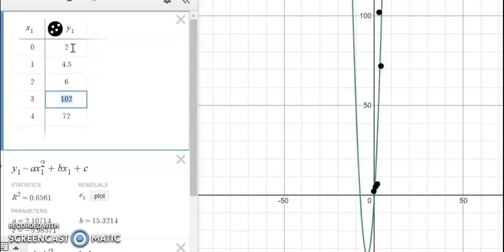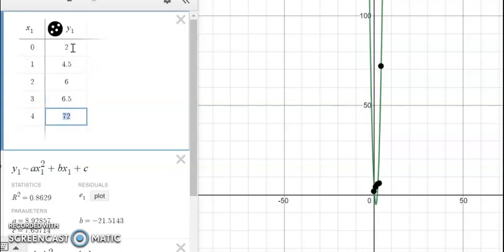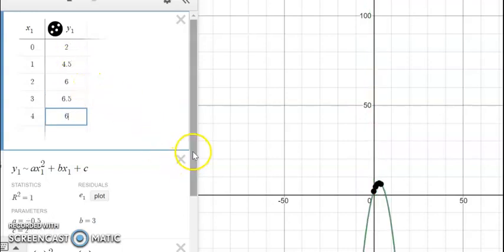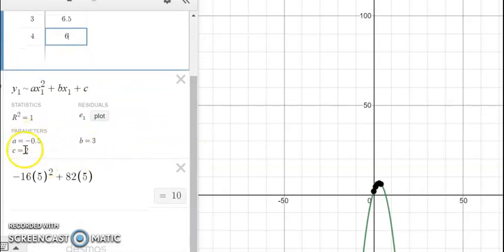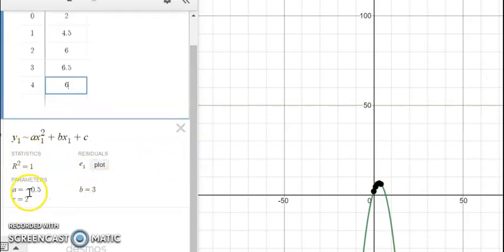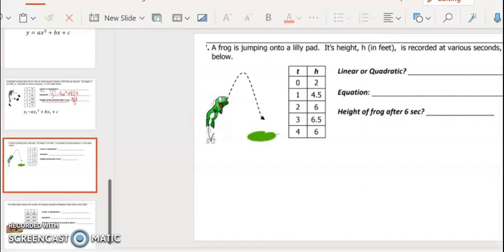Okay, so there's our graph. And notice it did change our equation, right? Now A is negative 1/2, B is 3, and C is 2. So we have y equals negative 1/2 x squared plus 3x plus 2. So that's our equation.